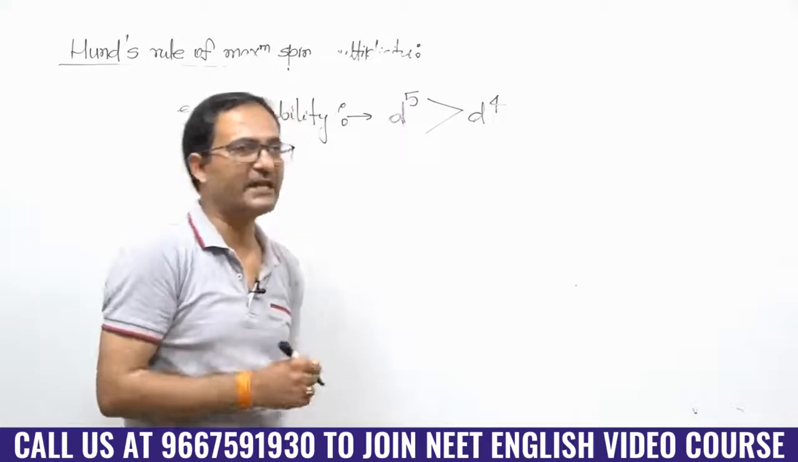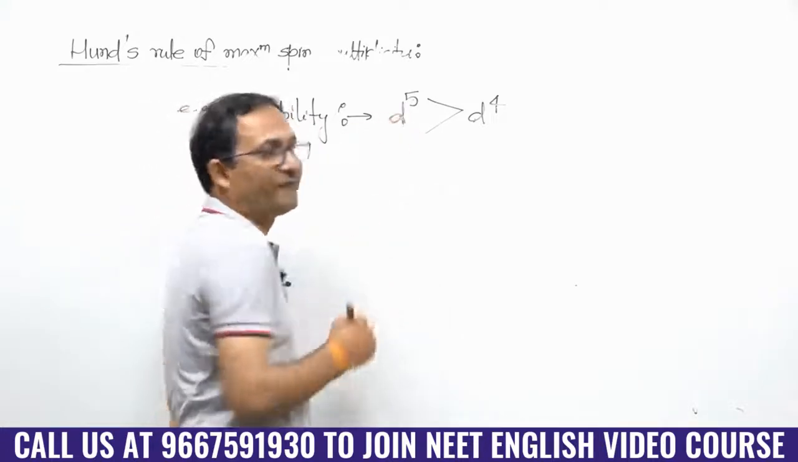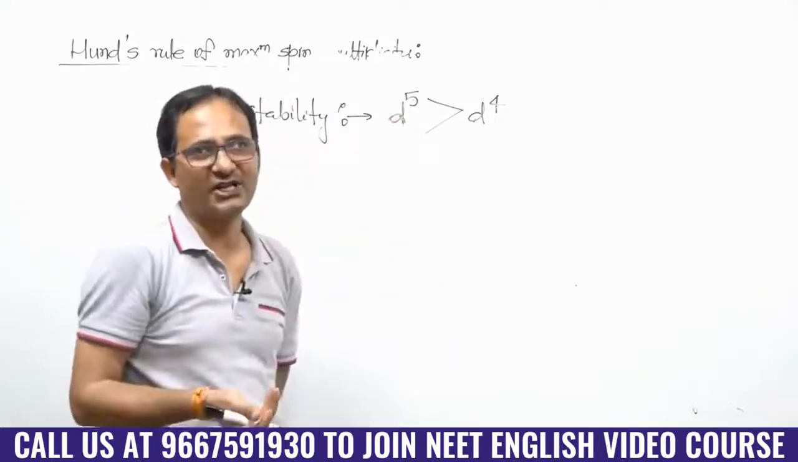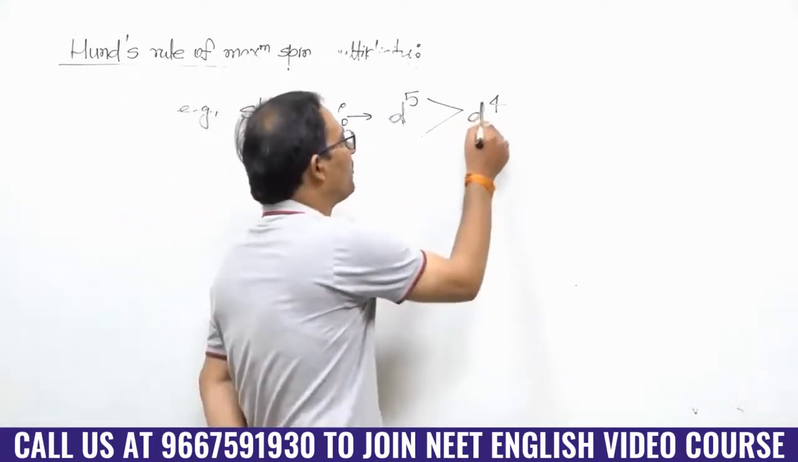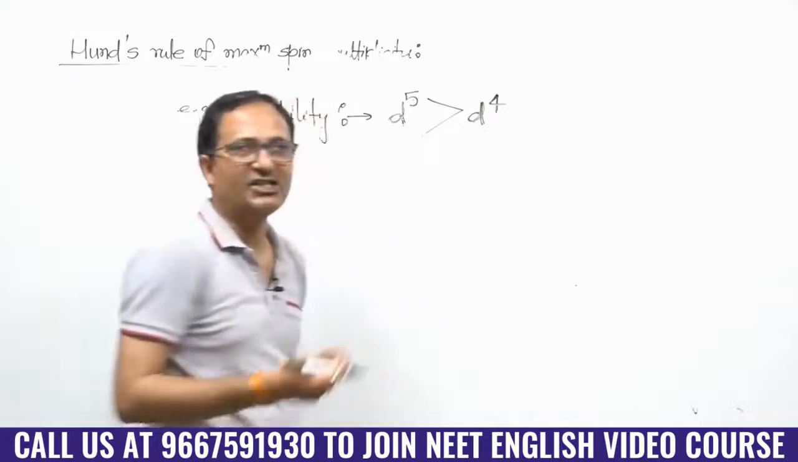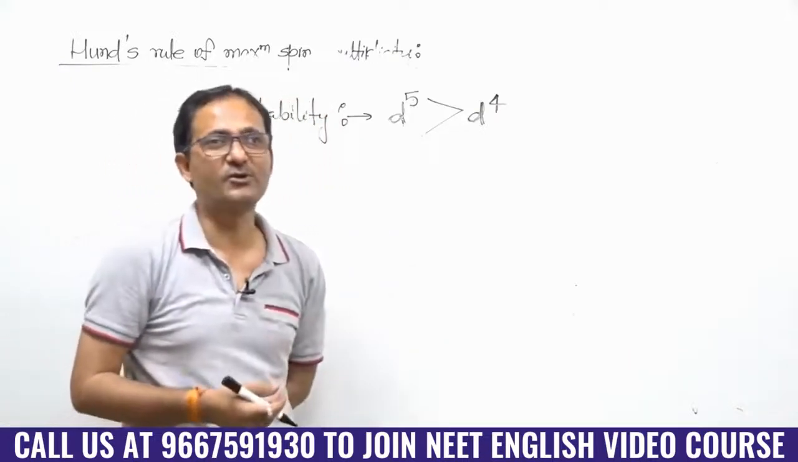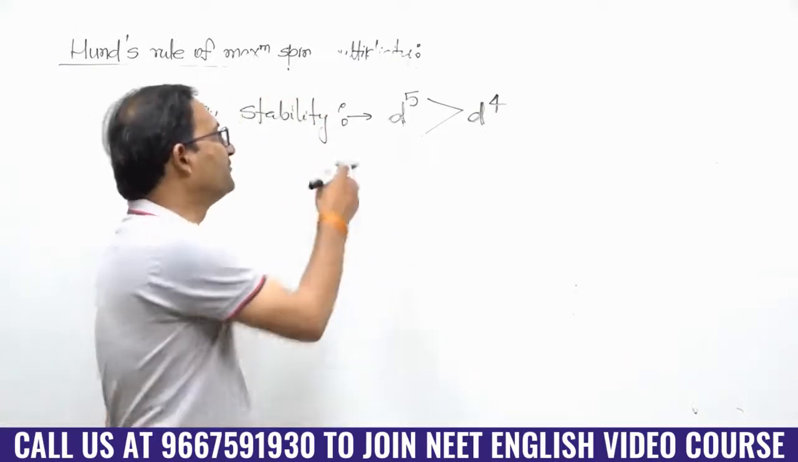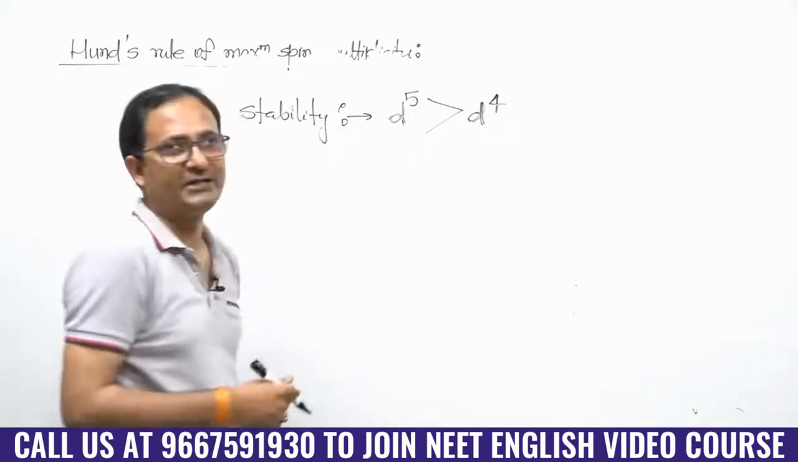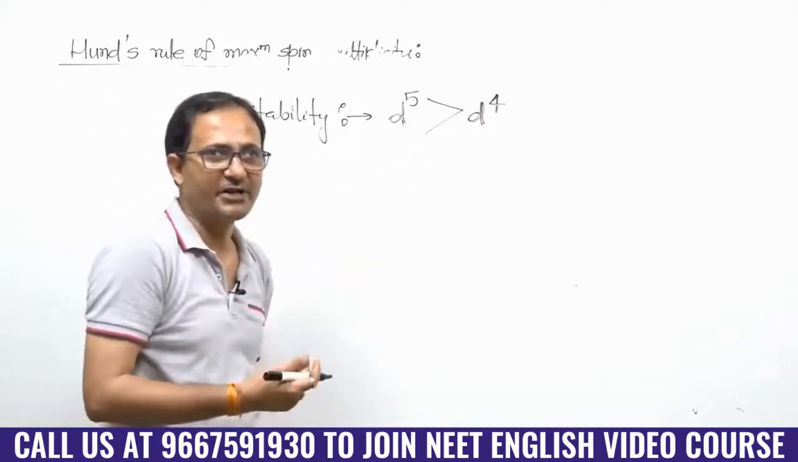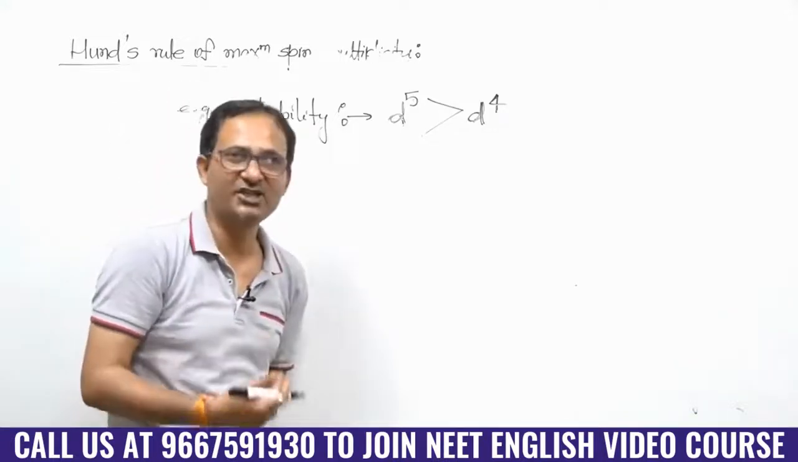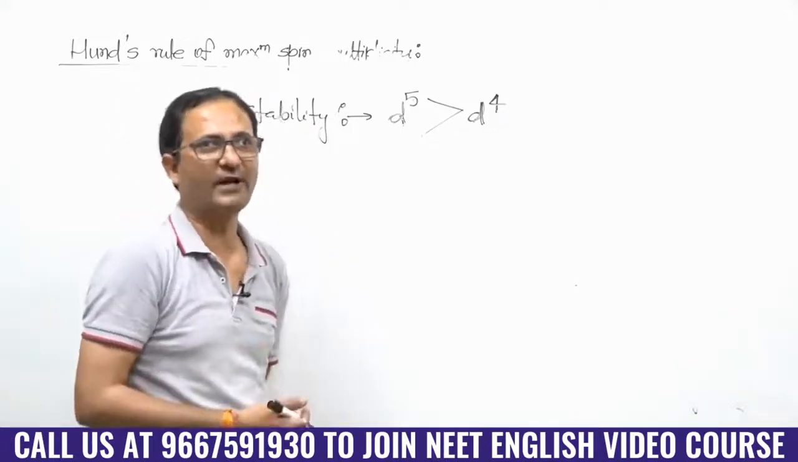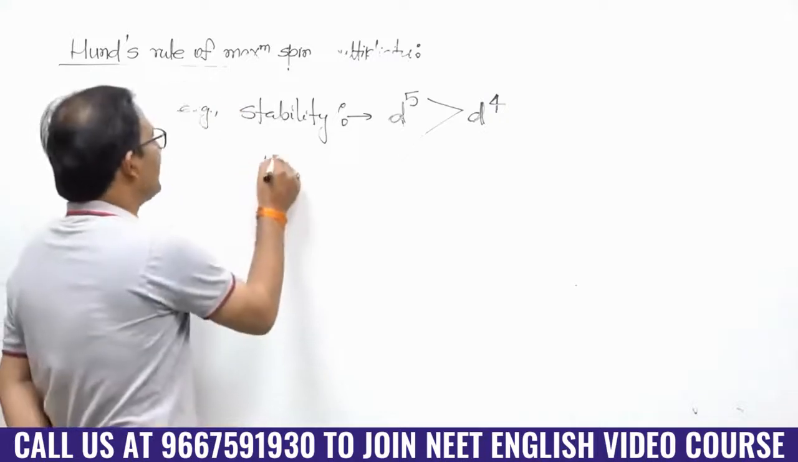The second reason is, in case of D5, the number of exchanges of position comes to be 10, and for D4, the number of exchanges of position of electrons comes to be 6. So D5 is more stable than D4 due to more symmetry, as well as more number of exchanges of the position of electrons.